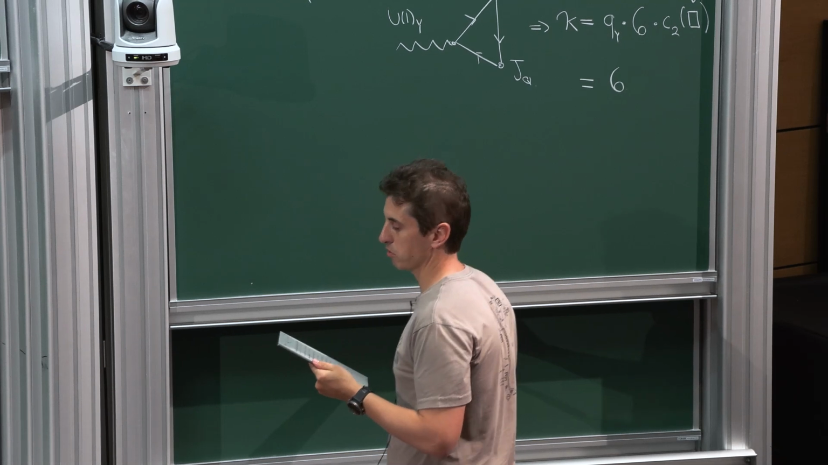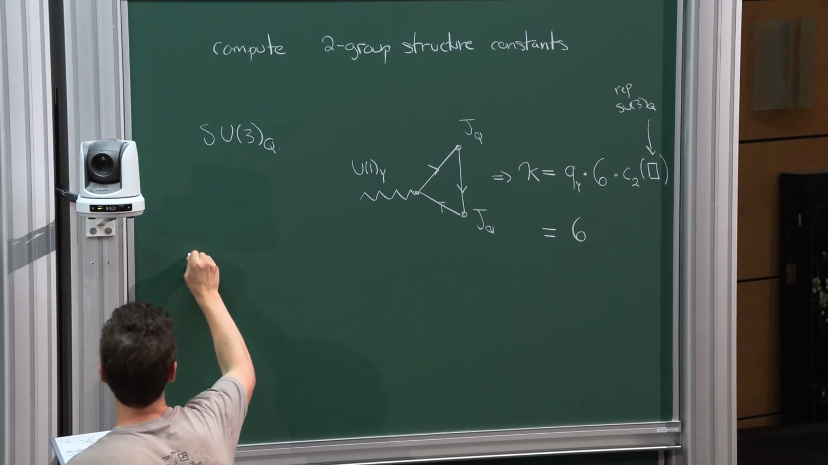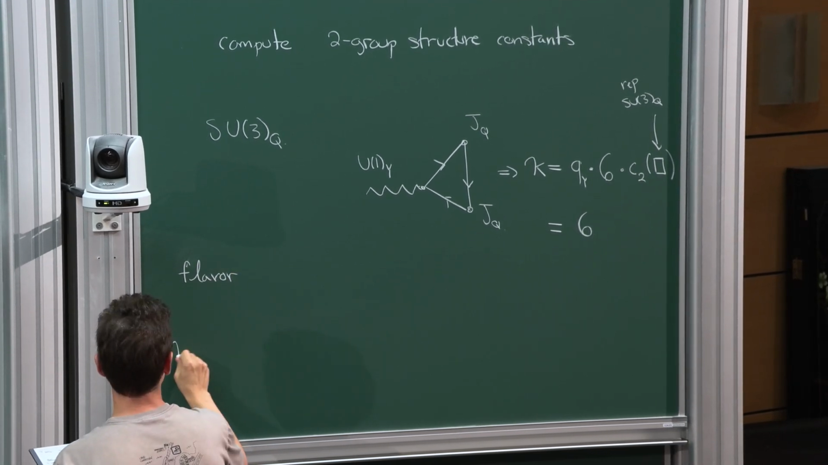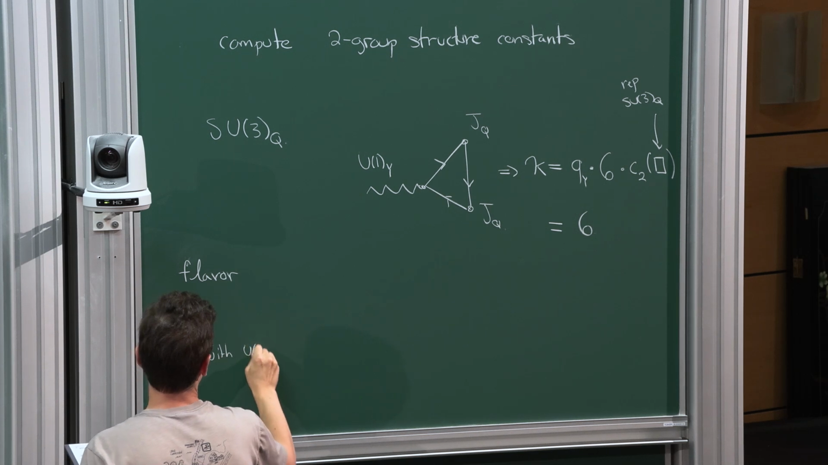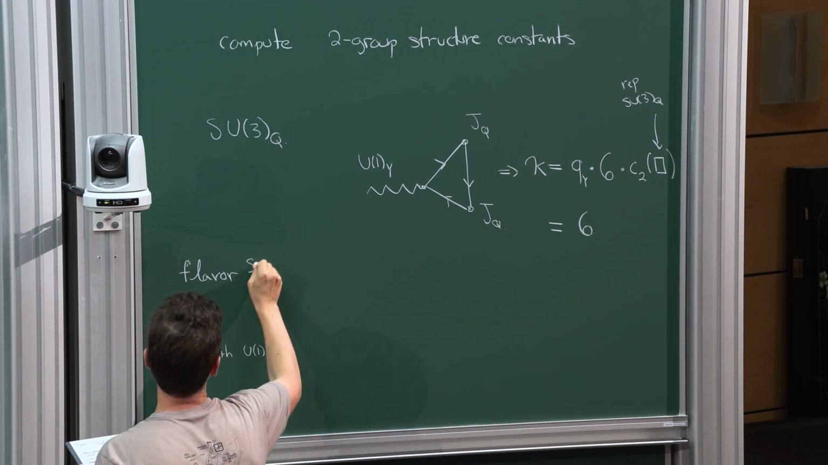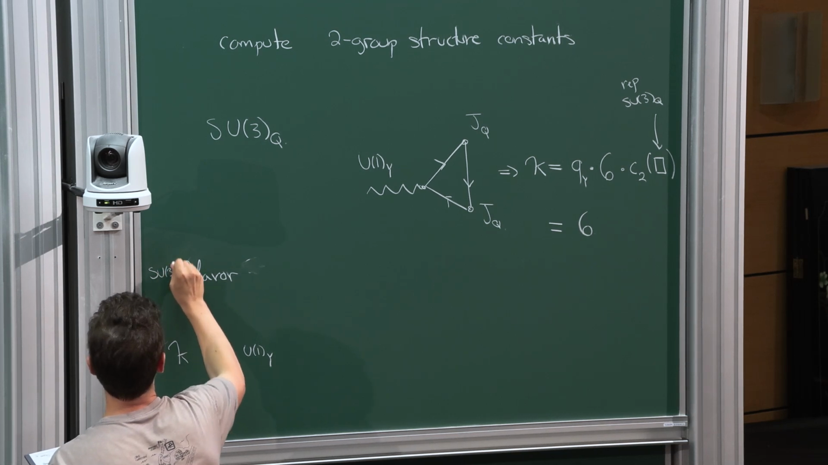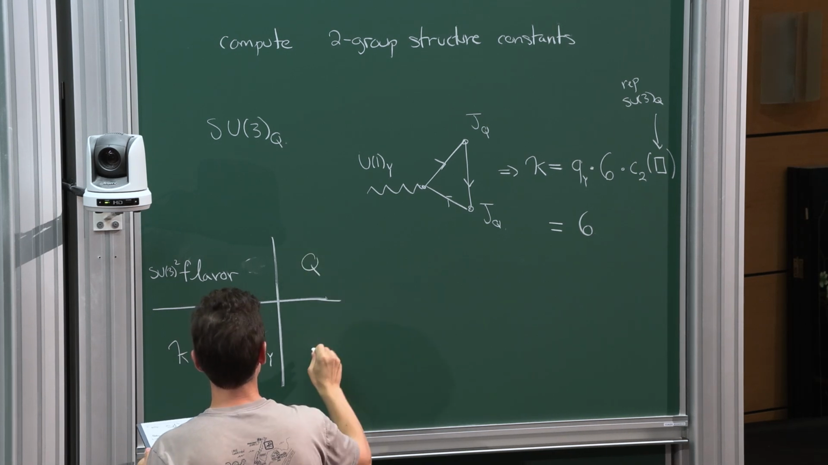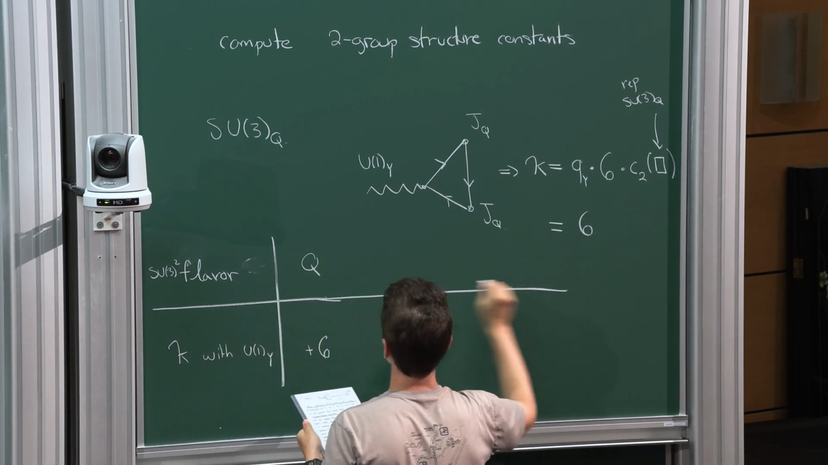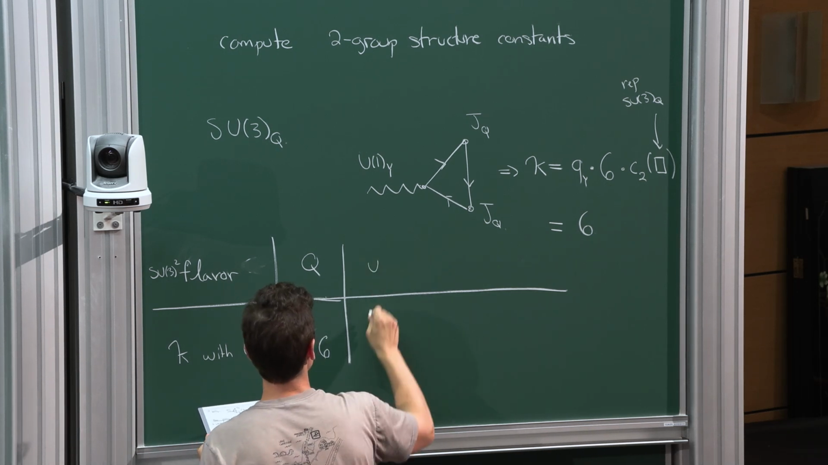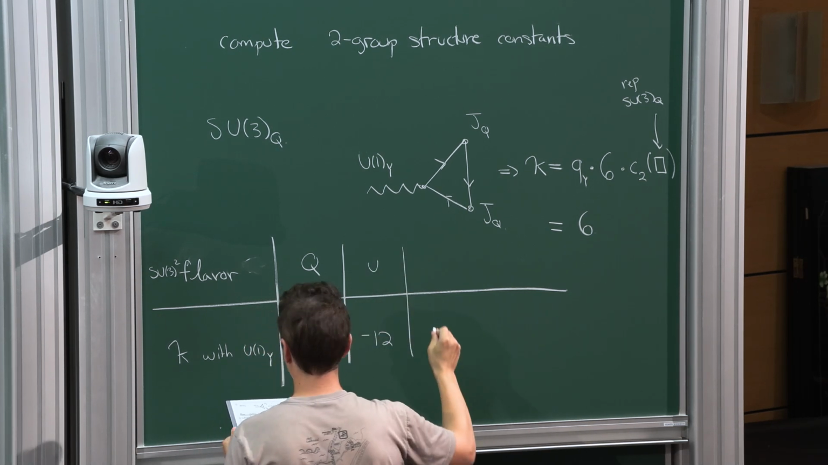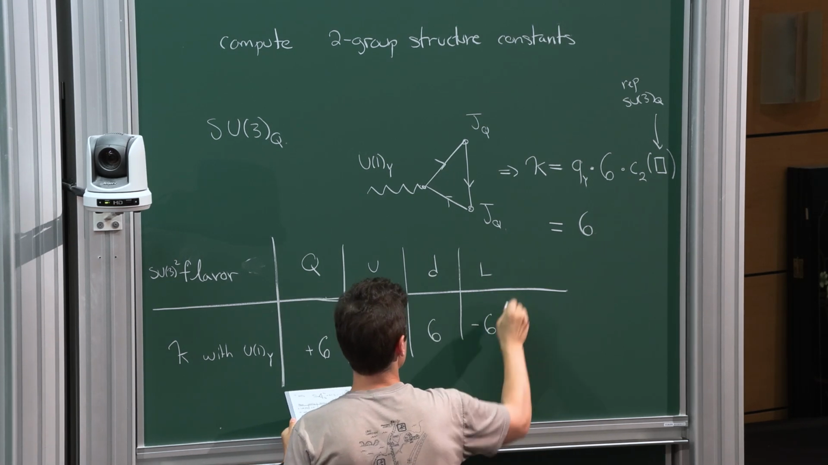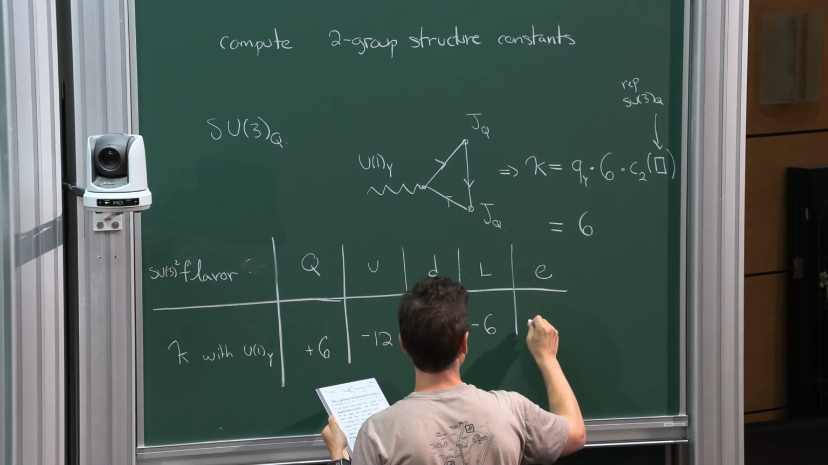So that's how you do it. And now you go through and you do each of these. Let's make a little list. So this is some SU(3). We just did Q, and we found it was plus 6. The other ones you similarly do. U, you find minus 12. D, you find 6. L, you find minus 6. And E, you find 6.